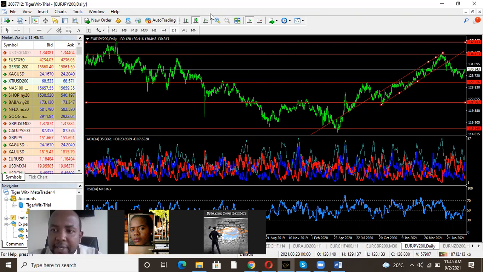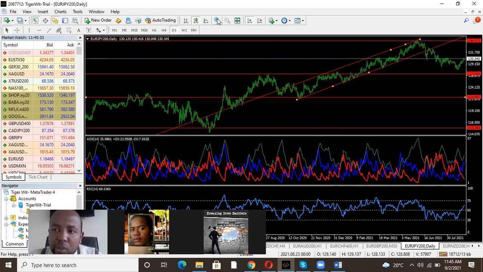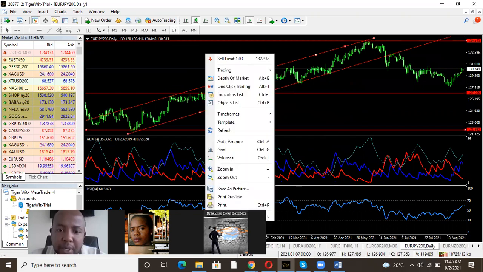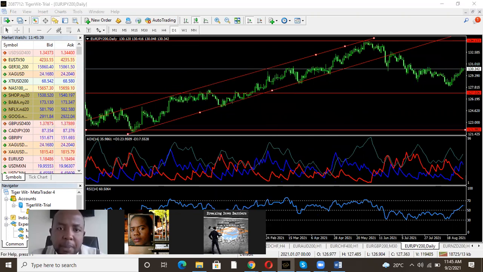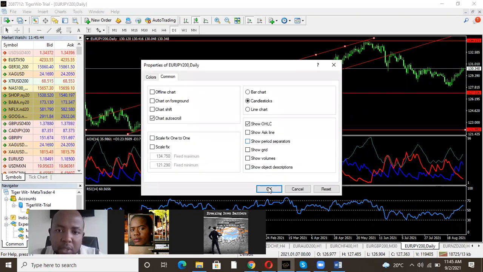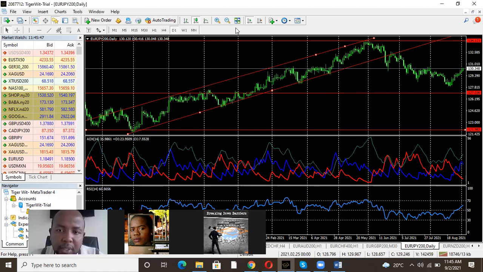So you can see, if I zoom in now, I'm also going to add something else we call separators. These separators are important because you right click, then you say common, then you click on show separators. They're very important because they're able to show you up to where you want to hold your trade.